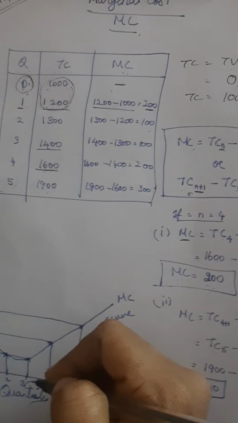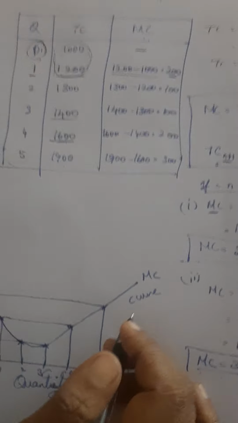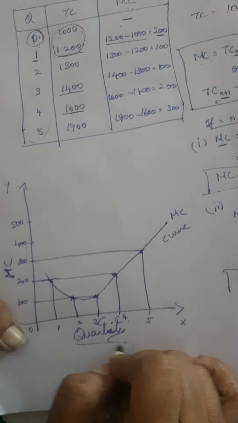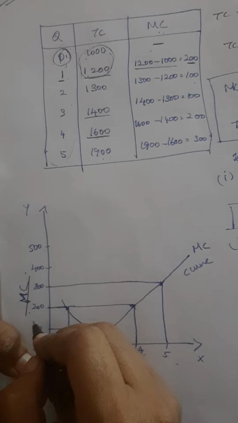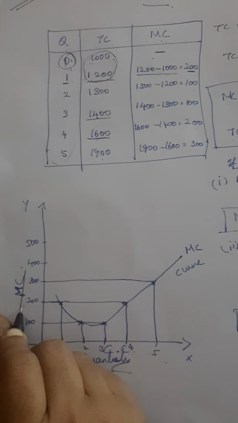And we can explain this through the graph also, okay. In the graph I have given quantity on the x axis, and on the y axis we have taken the marginal cost.